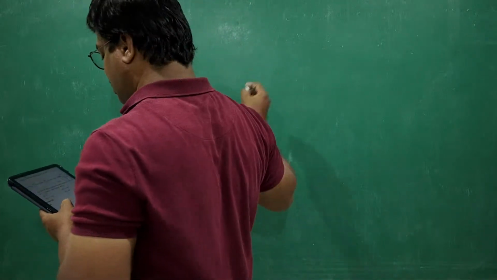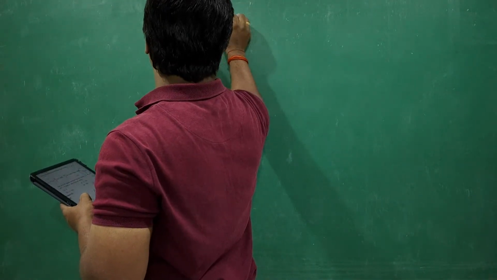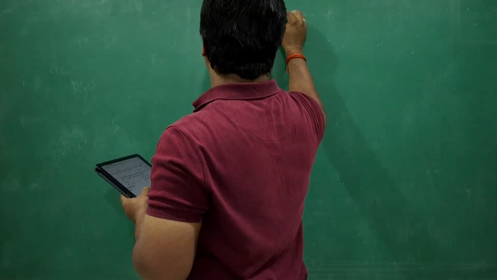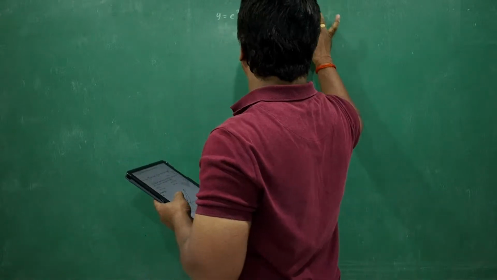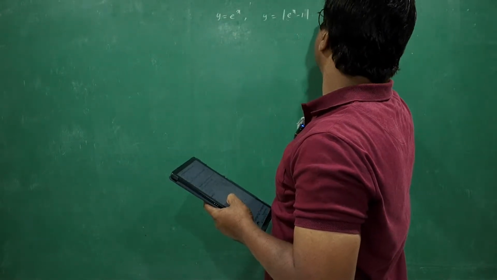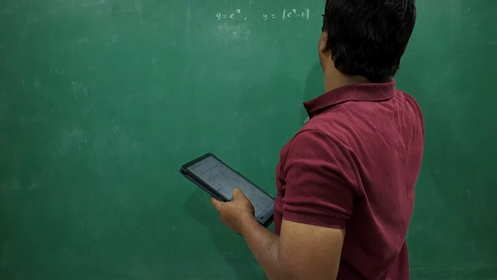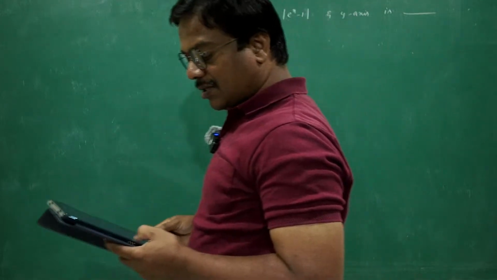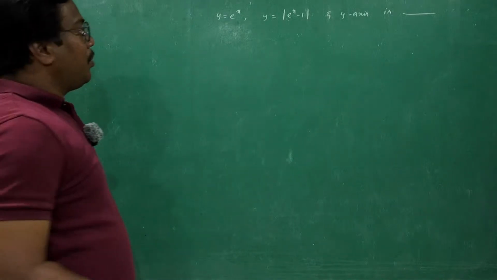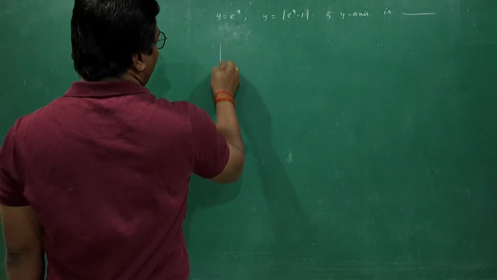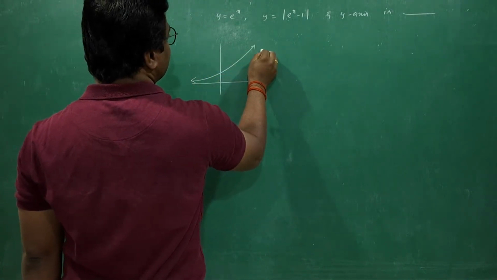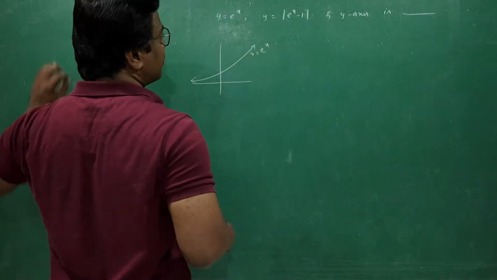See here the question: area enclosed by the curve y equal to e power x, y equal to modulus e power x minus 1, as well as the y axis. You know the graph of e power x. E power x graph indicates rapid growth. This is the graph of e power x.